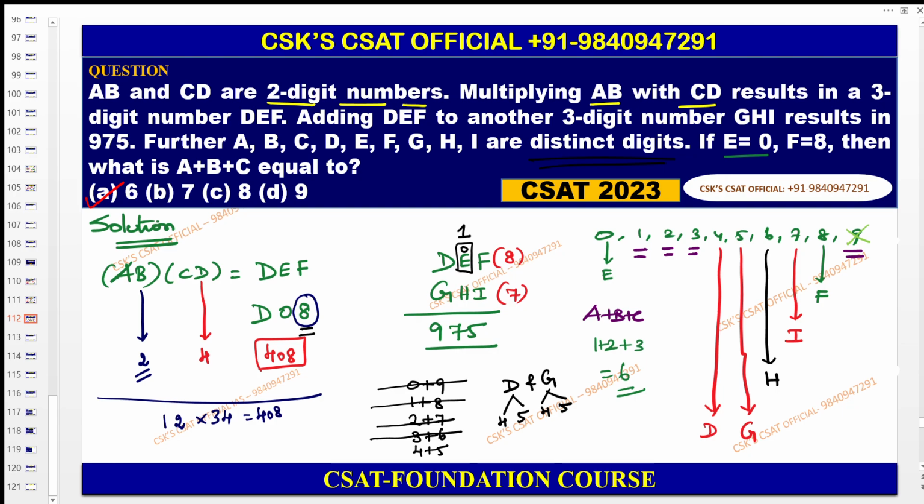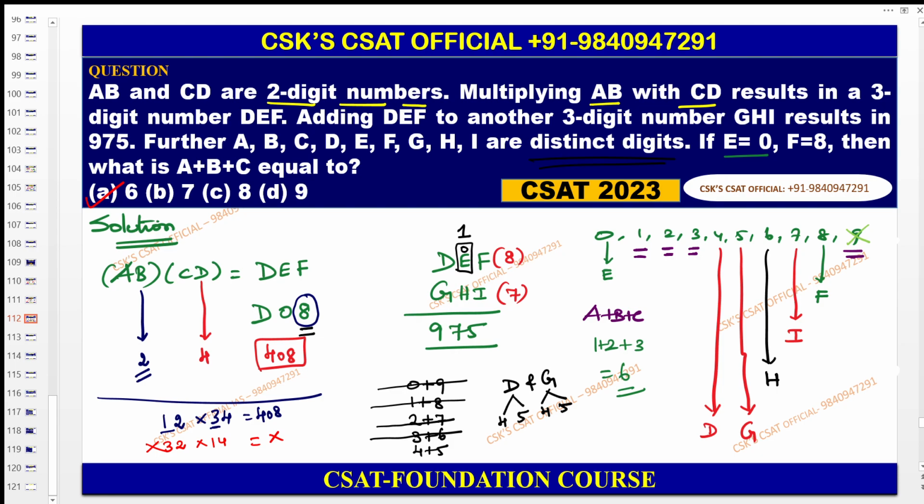And what is the other way? Here this can be interchanged, but you have to check whether it satisfies that condition or not. So if you are taking 32 into 14, it is not 408, right? It has to give 408. So ignore this one. So definitely you can say A is 1, C is 3.